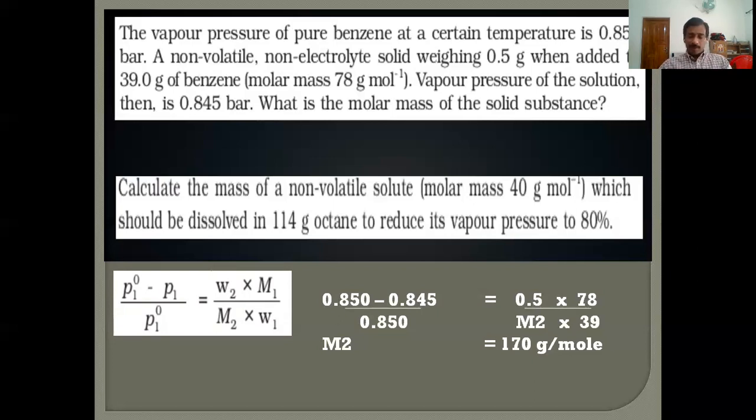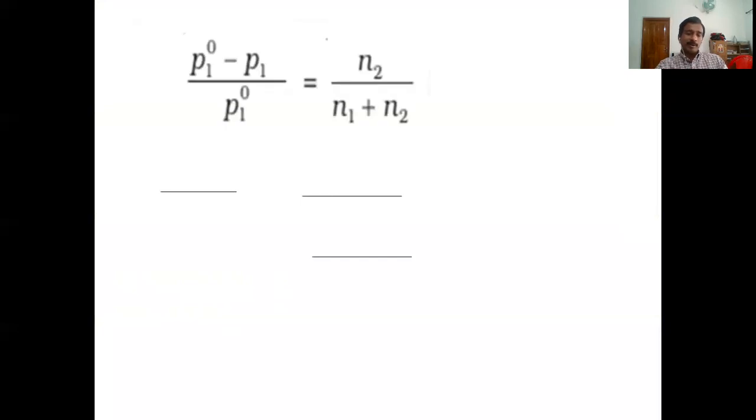Here, what you have to note, for a 20% decrease in the vapor pressure, you need comparatively higher quantity of solute. Therefore, N1 plus N2 nearly equal to N1, that approximation is not possible in this problem. That is the only thing you have to note. You can see the solution here. So here, what is the equation? (P1⁰ minus P1) by P1⁰ is equal to N2 by (N1 plus N2), not N2 by N1. That is the difference. So complete equation is required.